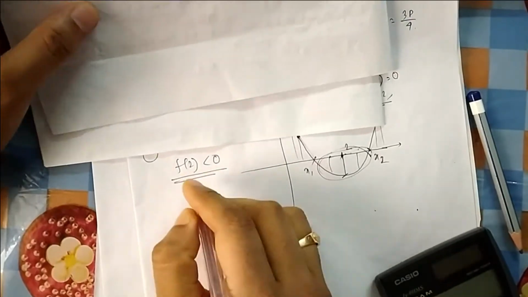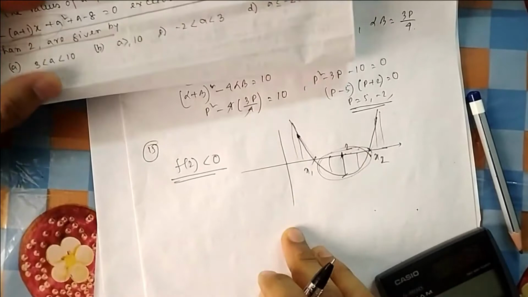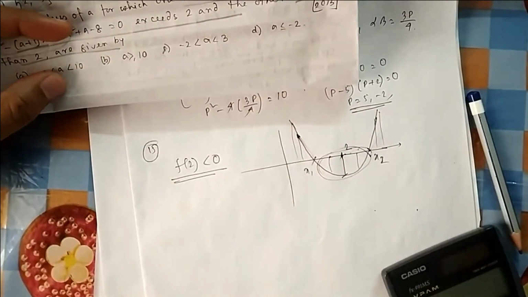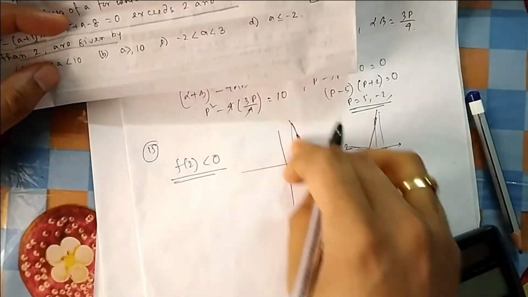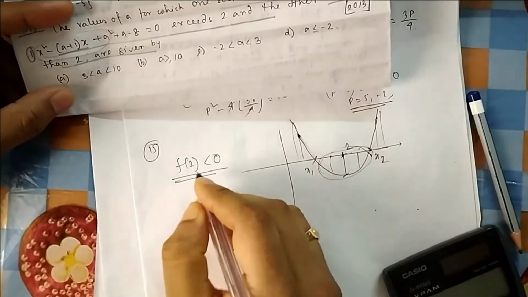So only with this one we can do it. Nothing else is required here. Because it is a smiling parabola, if it cuts at some positions, it should go up. It is smiling, it should go up. There is no question of it coming down again. So f(2) should be negative.